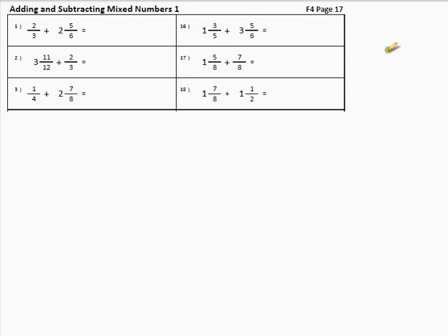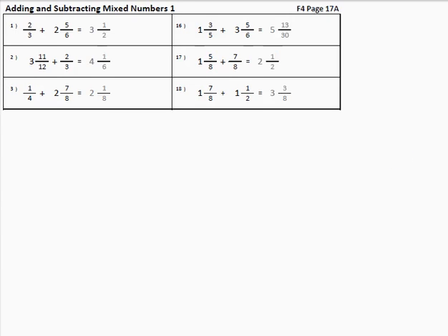Now, there's a bit of practice for you. This is only adding, so it's a bit easier than the taking away. Taking away mixed numbers will be the hardest one you can do here in this workbook. Okay, try these on your own. Pause the video. Now there you go, there's the answers. Please pause the video and check them.